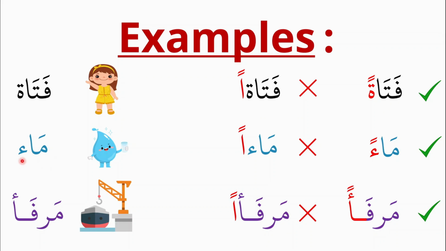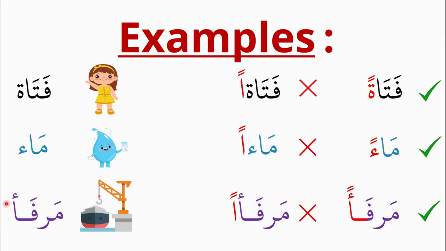Another example, "water," which means ma. You need to look at the noun first. It's ending with alif and hamza. So, in this case, I don't need the assistant alif, it's not right to have it. You need to put tanween al-nasb directly above the last letter. It will be ma'an.